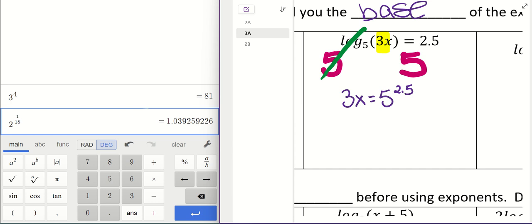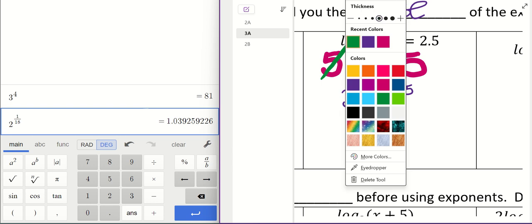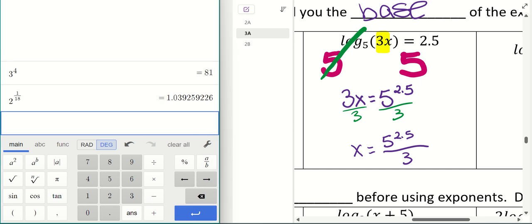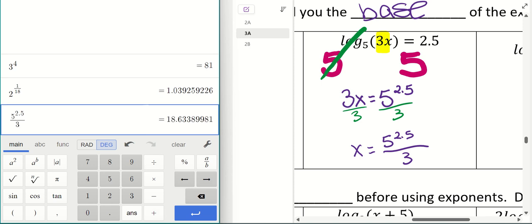So here, we can divide both sides by 3. Let me change the size of this a little bit. So divide by 3, and now we can say x is equal to 5 to the 2.5 power over 3. And we can put this in our calculator. 5 to the 2.5 power, and then that whole thing is over 3. So we end up with 18.63.